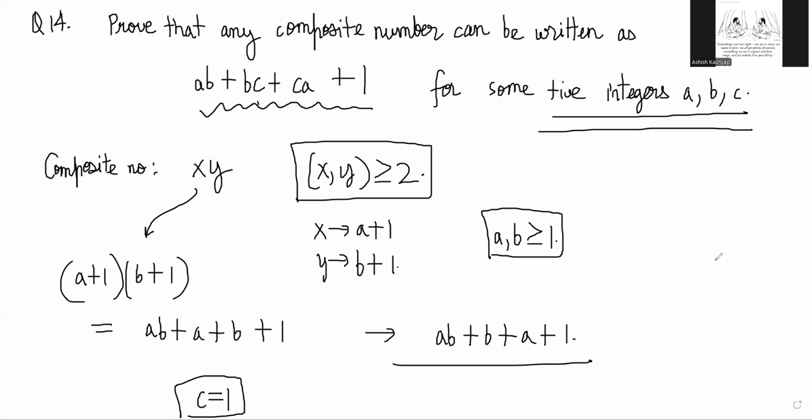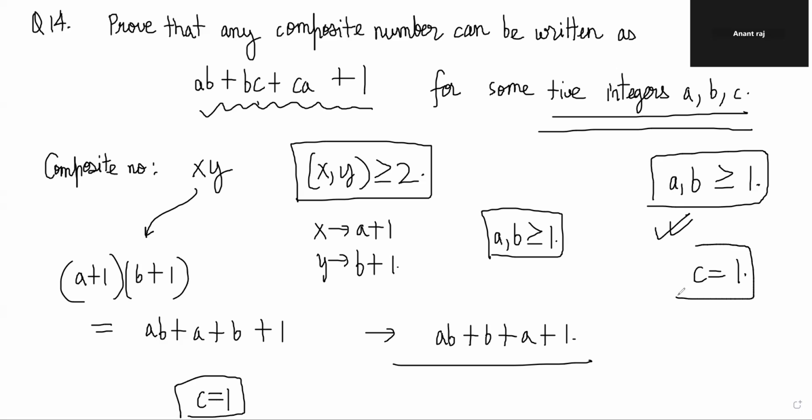So basically we can say that a, b are any integers greater than equal to 1. We can always find such integers for any composite number, right? And c is 1.